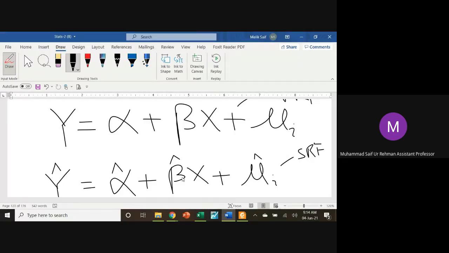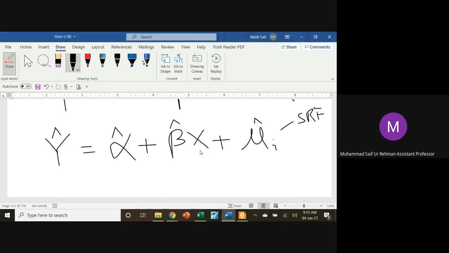We can only reduce the difference between these two, but we cannot remove the difference, because we are using sample data, and sample data will give us beta hat, not beta. So that will be the best estimate for this, but that could not be equal to beta.